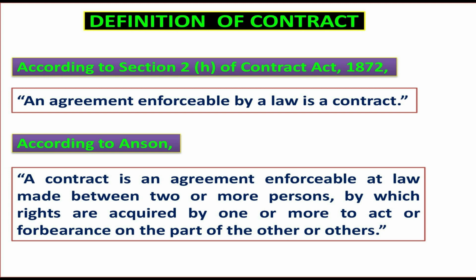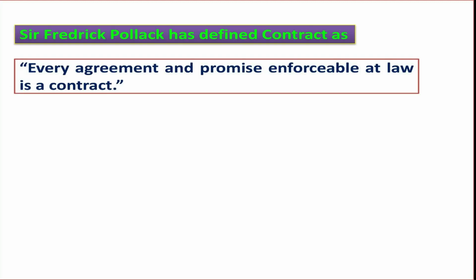If we look at the definition of the contract according to section 2(h) of the Contract Act 1872, an agreement enforceable by law is a contract. Whereas according to Anson, a contract is an agreement enforceable at law made between two or more persons by which rights are acquired by one or more to act or forbearance on the part of the other or others. Whereas Sir Frederick Pollock has defined contract as every agreement and promise enforceable at law is a contract.